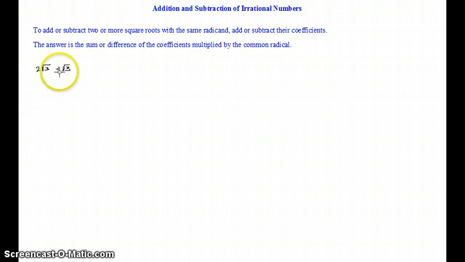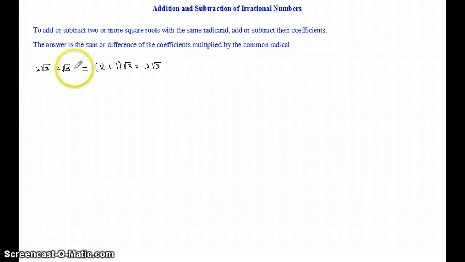We have to add two square roots with the same radicands, 3. So we have to find the sum of the coefficients. The coefficient of the first square root is 2, of the second is missing, it means it's 1. So we add 2 plus 1 and multiply the result by the common radical. The answer is 3 square root of 3.